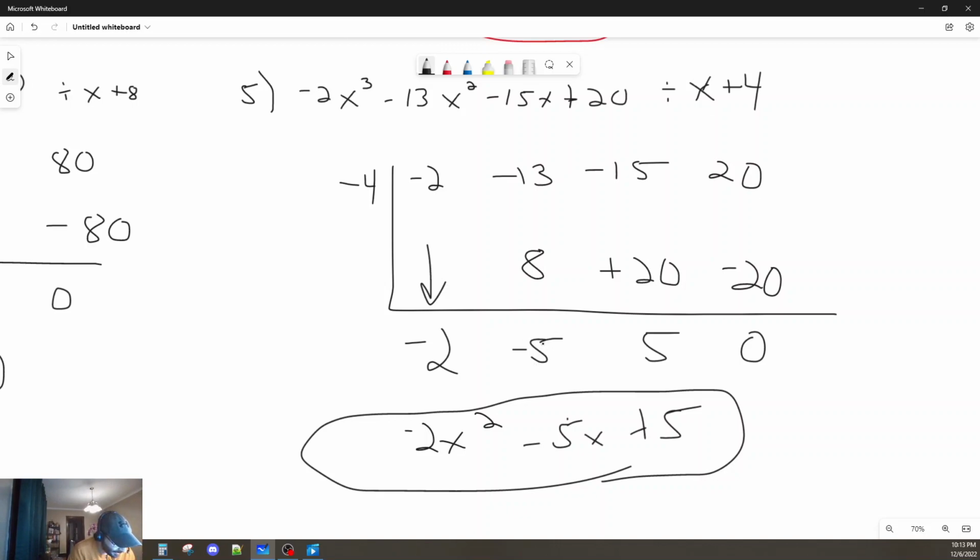Then what he did was negative 4 times 5 is negative 20, but really it's negative 4 times negative 5, which is positive 20. You combine these, you get positive 5. Negative 4 times positive 5 is negative 20, and that cancels out to 0. He got a remainder. This is the right answer. Okay, let's do one more. Let's do 6 to finish off the top.